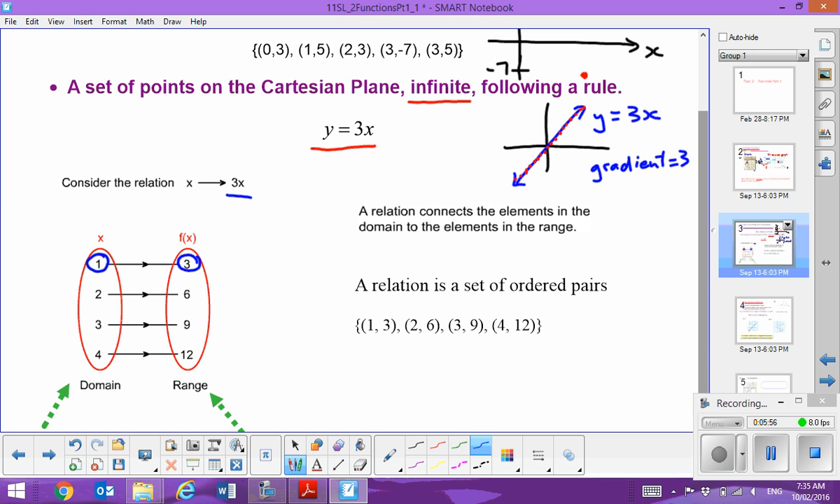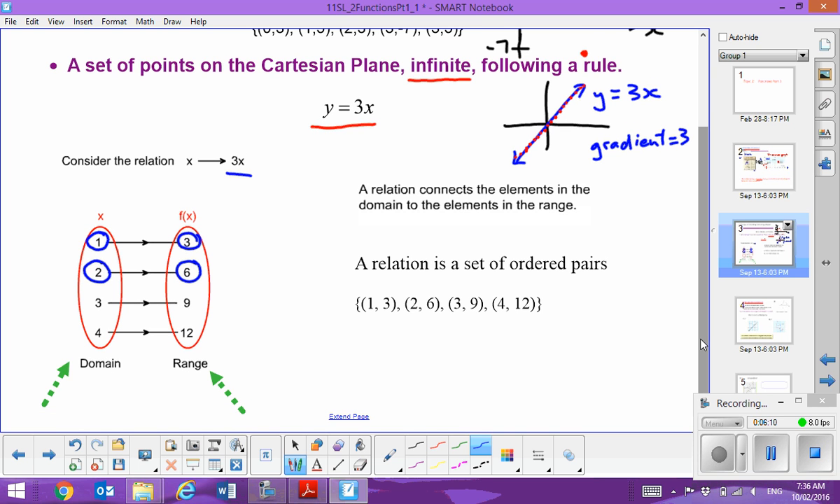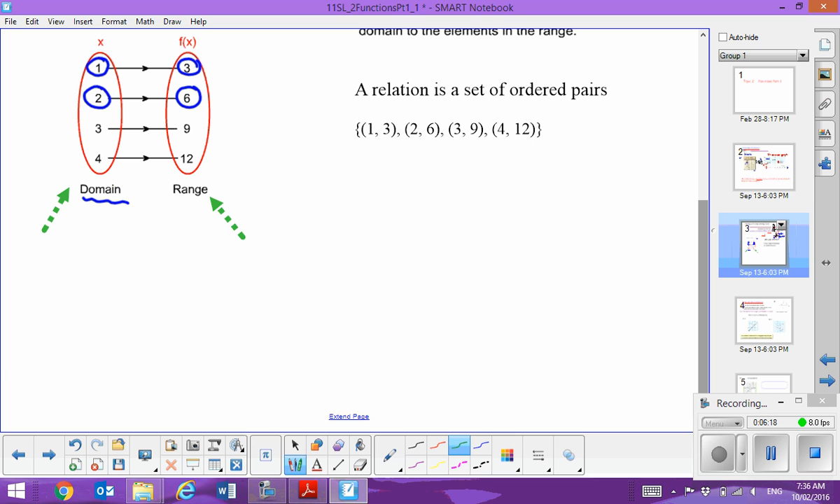It says 3 times 1. Our next point of 2 we've taken, 3 times 2 is 6. So another way of describing it. The terms you may have come across last year is the domain, or what we call the input. So this is what we put into our relationship. The range is what comes out.